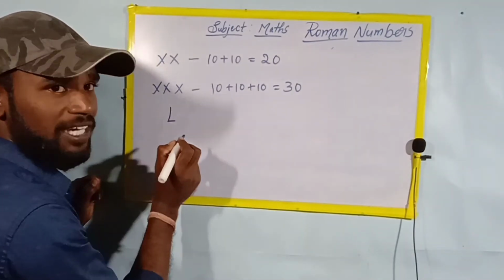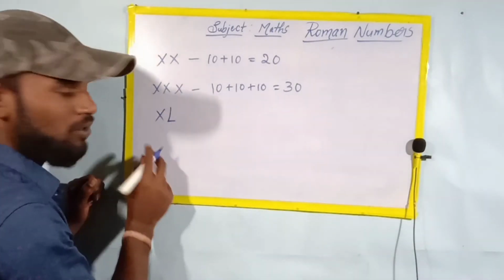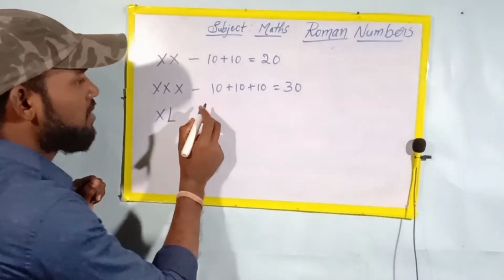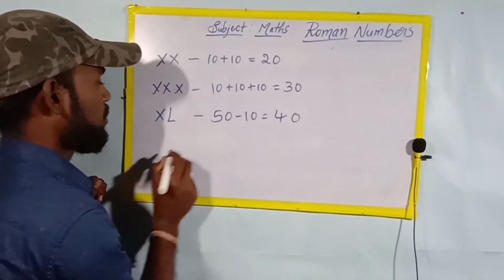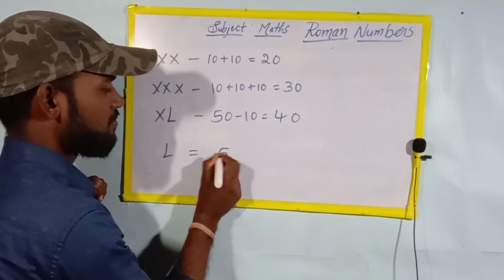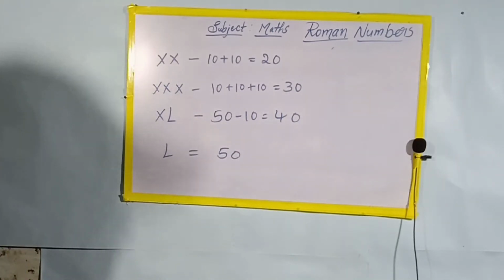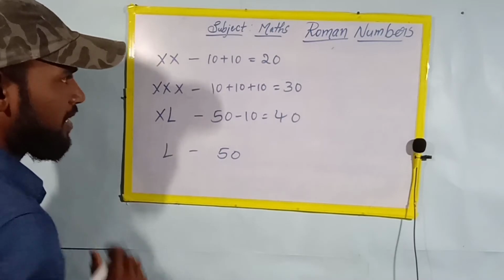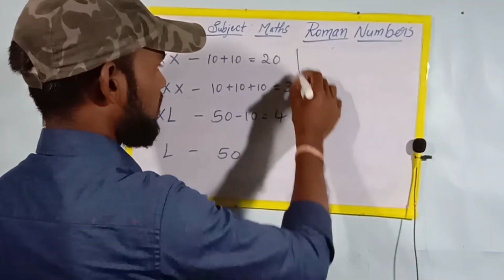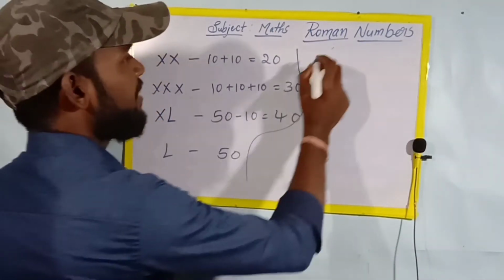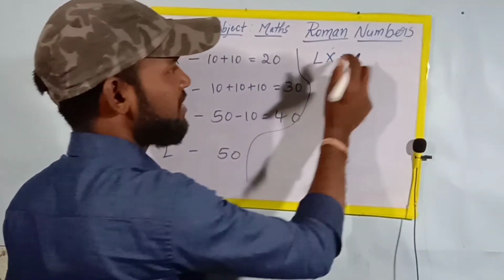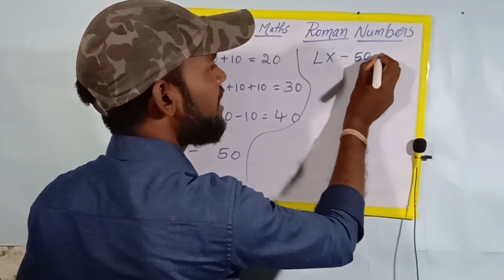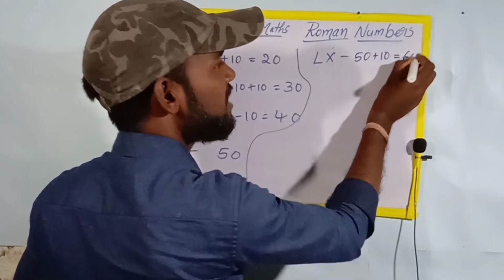L is equal to 50. If I write X before L, that means 50 minus 10. What is the answer? 40. So L is equal to 50. Everyone clear? Now up to 50 completed. Now 60. See here, L plus X. I am putting it after a bigger digit. 50 plus 10, that is 60.